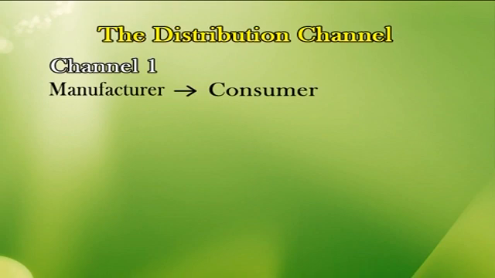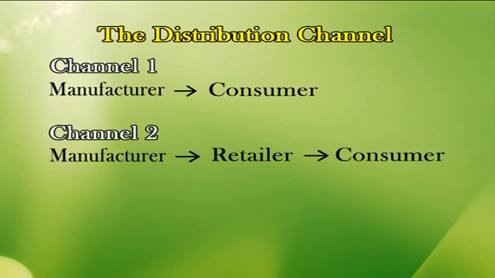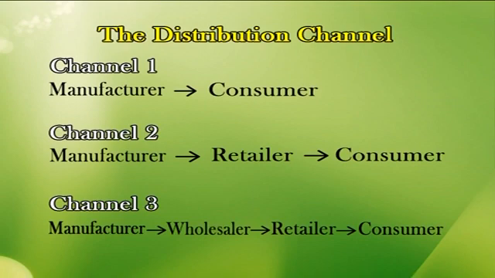The distribution channel can be classified into three types, namely channel 1, that is from manufacturer to consumer, channel 2, from manufacturer to retailer and from retailer to consumer, and channel 3, that is from manufacturer to wholesaler, wholesaler to retailer and from retailer to the ultimate consumer.